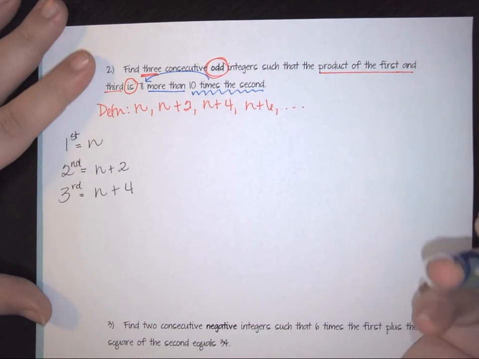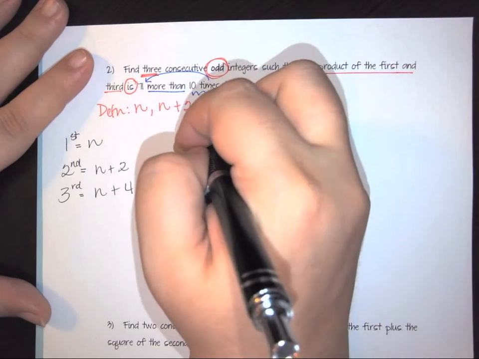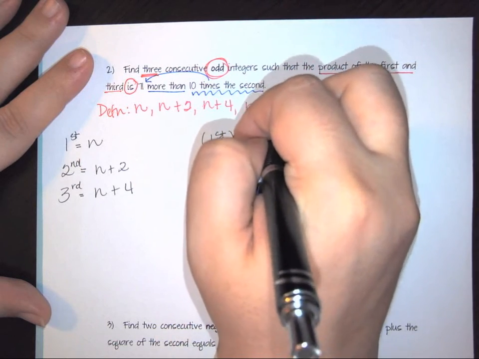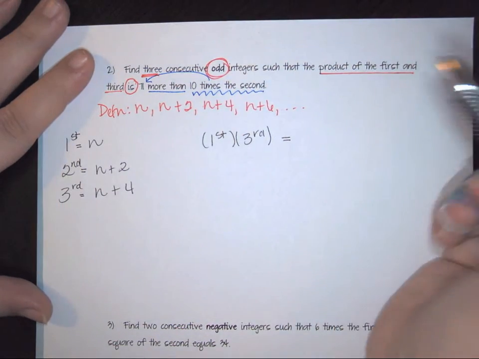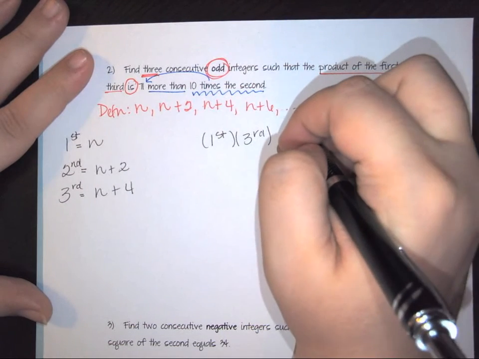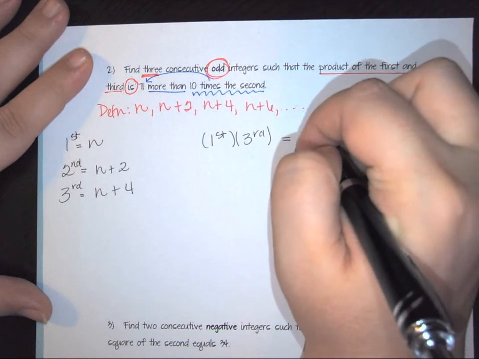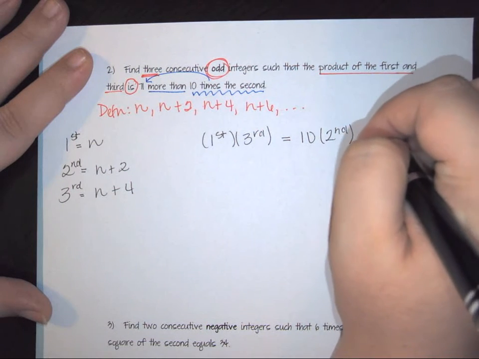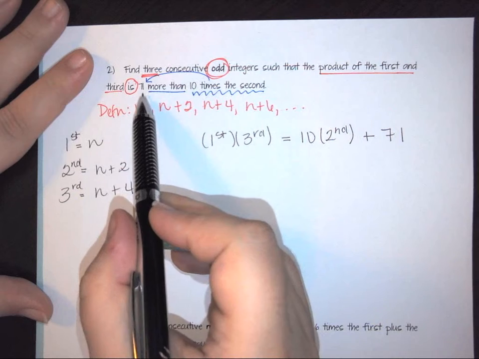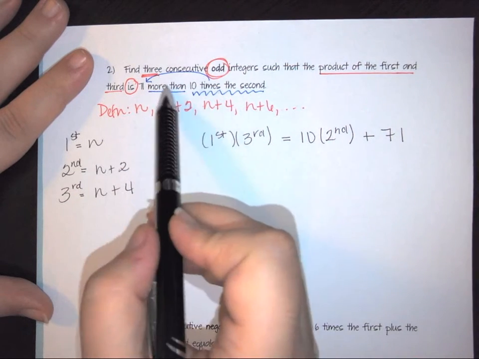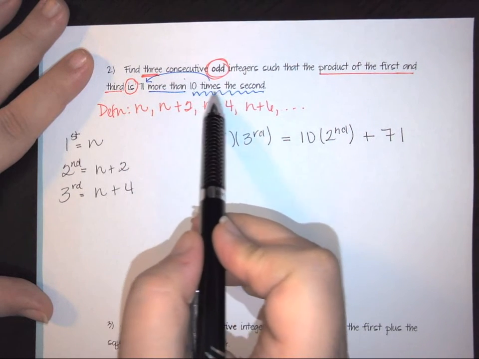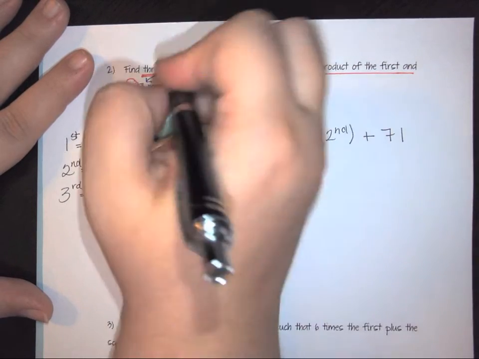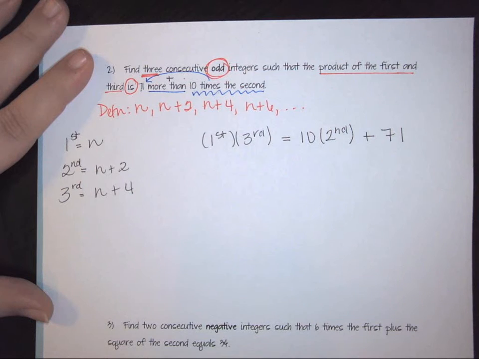So the product of the first and third. So this is talking about my first integer times my third is equal to 10 times the second, plus 71. So 71 more than 10 times the second, that's your turnaround part. So this back part comes first, the 71 goes last. More than says that we are doing addition.